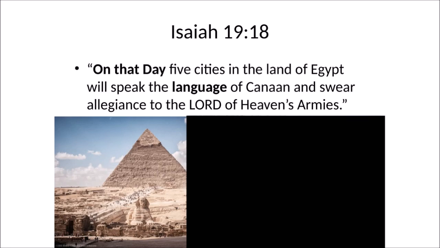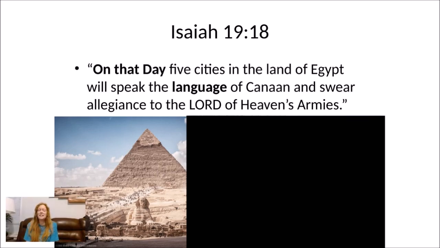It says, on that day, 5 cities in the land of Egypt will speak the language of Canaan and swear allegiance to the Lord of heaven's armies. Is this happening now? I don't think so. I don't think they're sharing the same language, and I don't think they're all swearing allegiance to the one true God. Swearing allegiance is like when in school you sometimes pledge allegiance to the flag. So these people will be swearing allegiance to the one true God, the Father.